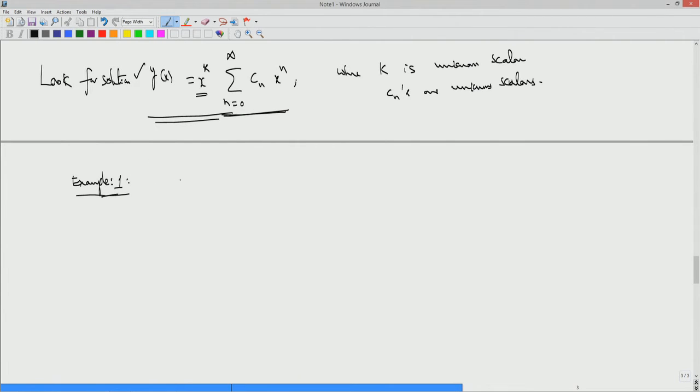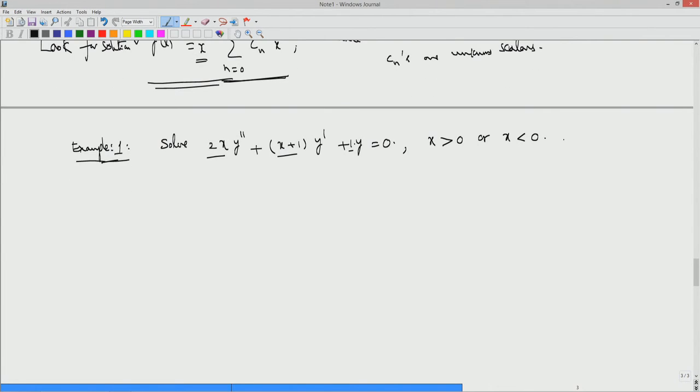Let me give you an example. Solve 2x² y'' + (x + 1) y' + y = 0. If you want to solve this, you can easily see at x equal to 0, 2x² is 0. This is a polynomial, and x equal to 0 is the only singular point. So, you have either x positive or x negative, and you can look for solutions.